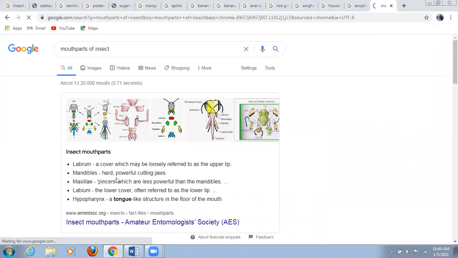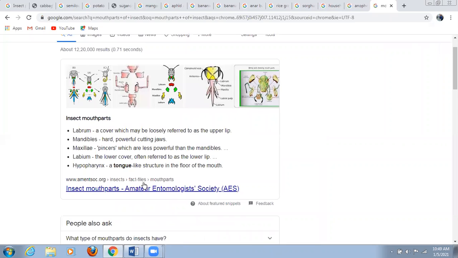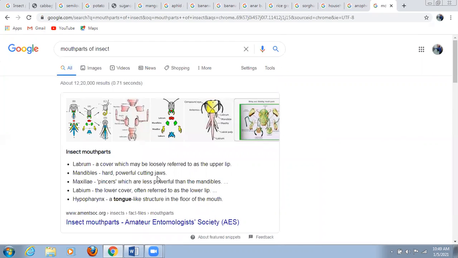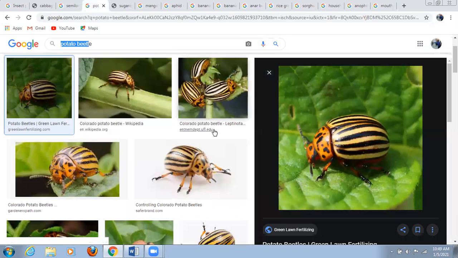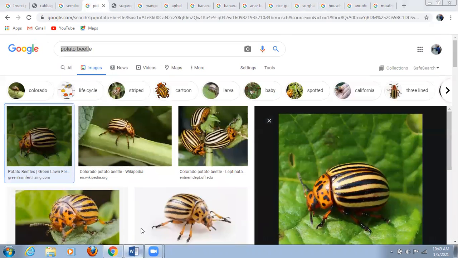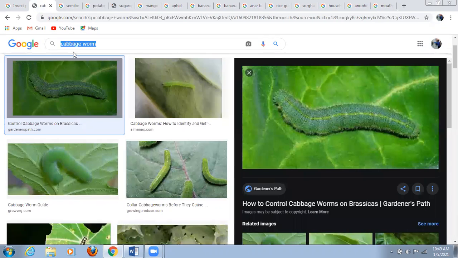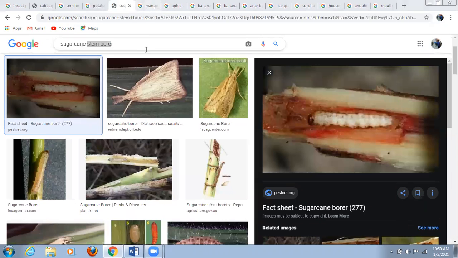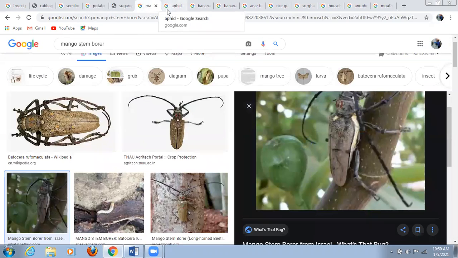This mouth part is important. There are different types of mouth parts. We know that the mouth is important for the insect. Depending on the mouth parts of the insect, different methods are available for control measures. First we'll see the first type, the agricultural pest, and these are some examples of the agricultural pest: cabbage worms, semi-loopers, potato beetles, then sugarcane stem borer and mango stem borer, which you can see on your screen.